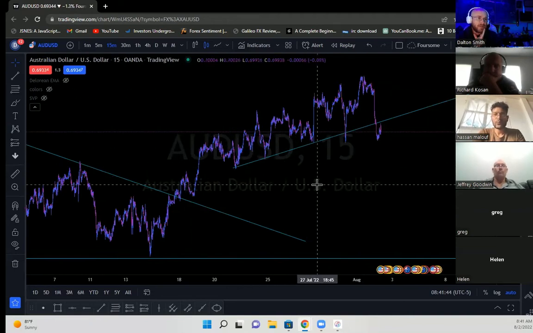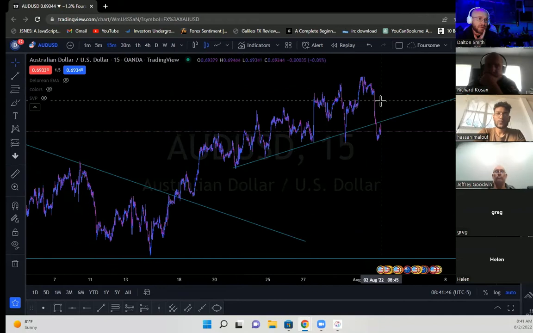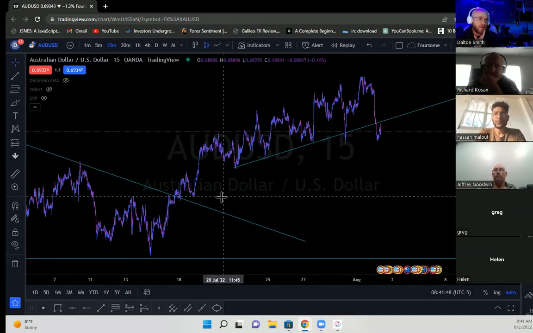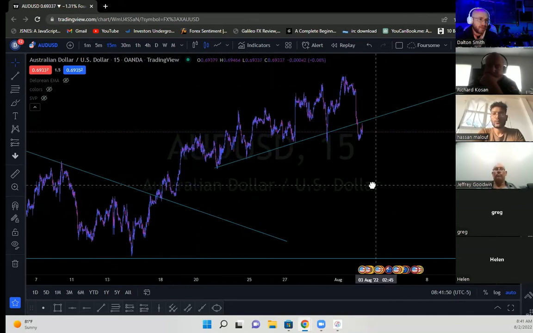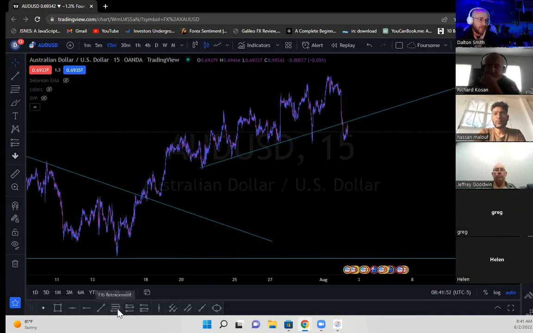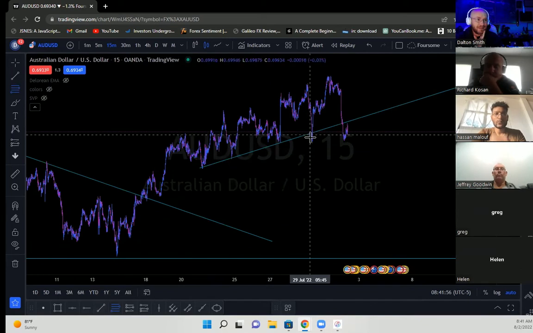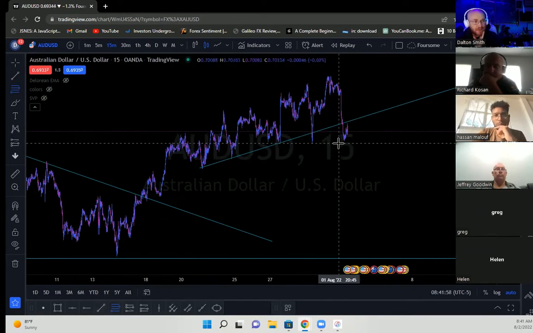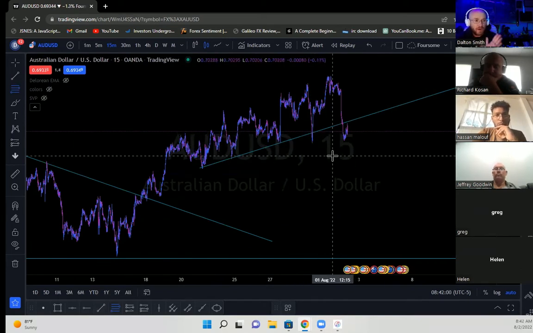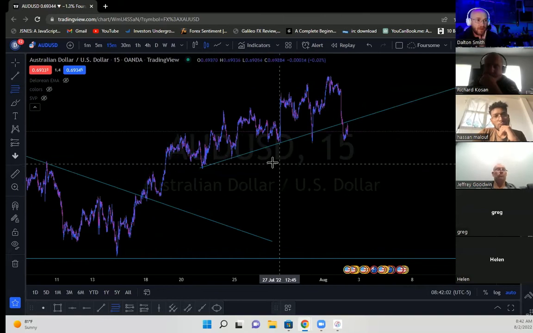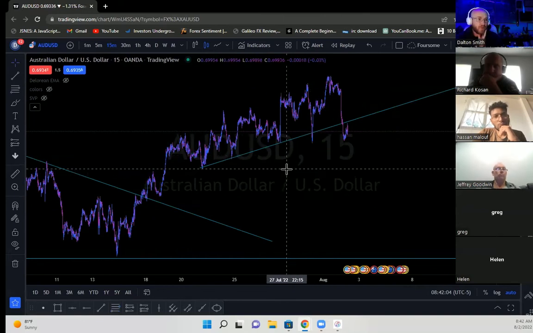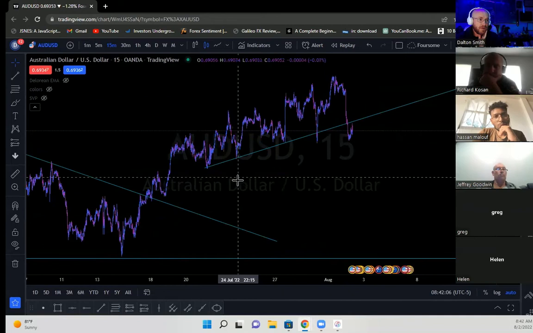On the 15-minute time frame, we see this little up movement here. So I would take my Fibonacci. It respected this line once, twice. It didn't respect it here, and it didn't respect it here. So I would be very, very leery of this. But let's pull our Fibonacci and see what's going on.